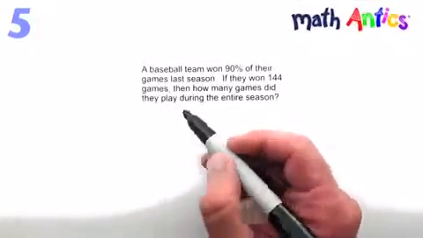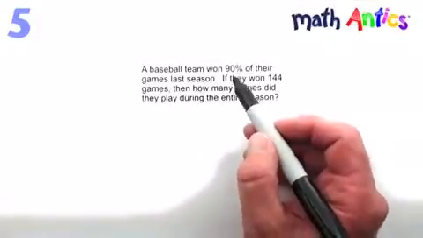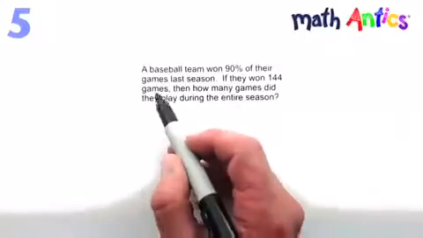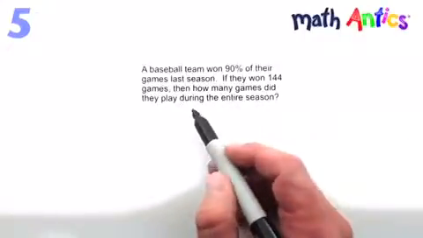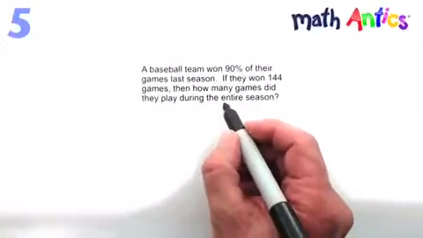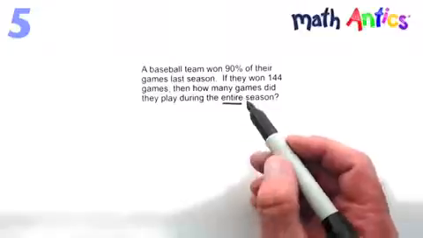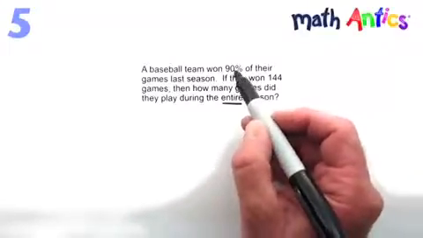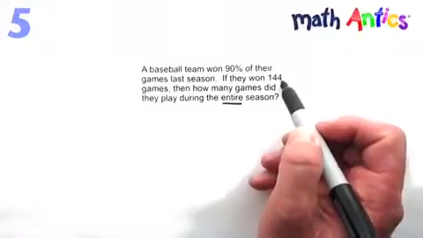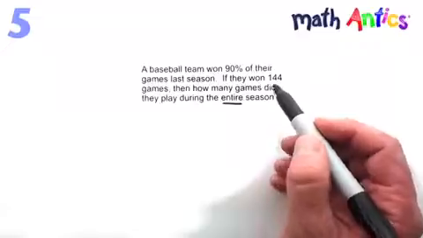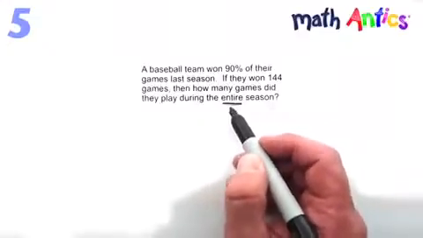Our next problem says, a baseball team won 90% of their games last season. If they won 144 games, then how many games did they play during the entire season? Okay, so a keyword here is entire, that we're looking for the total. It's a percent problem, and we see that during the season they won 144 games, and that's 90% of the total. So more games were played, and we need to figure out what the total number of games played during the season was.